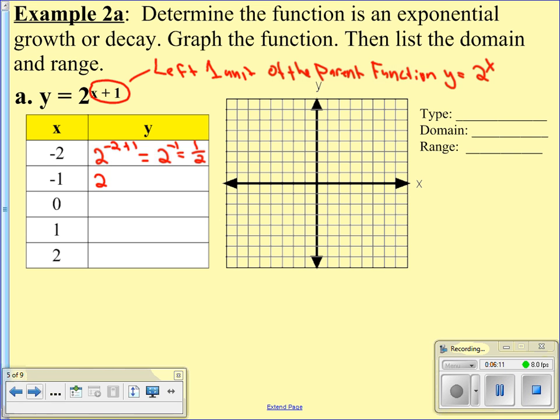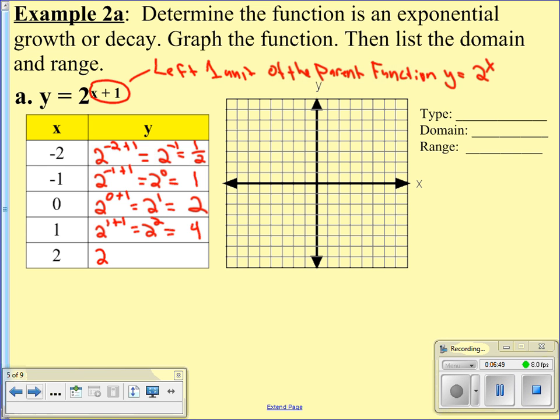Second exponent, 2 to the -1 plus 1 would be 2 to the 0. Anything to the 0 power is just going to be 1. Plug in 0 for x, so 2 to the 0 plus 1 is 2 to the first power. 2 to the first power is 2. Plug in a 1. 2 to the 1 plus 1 is 2 squared. 2 squared is 2 times 2, which is 4.